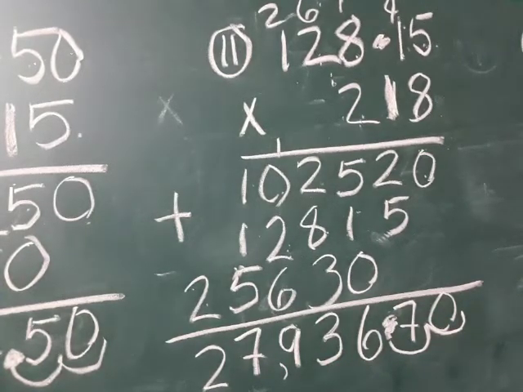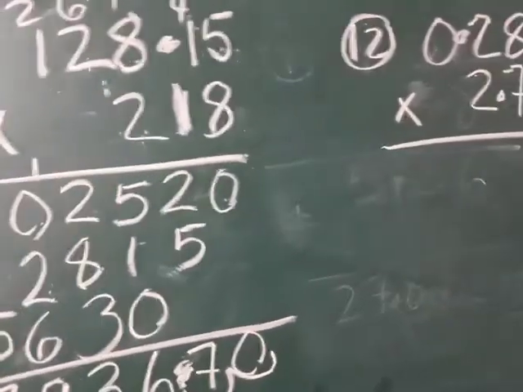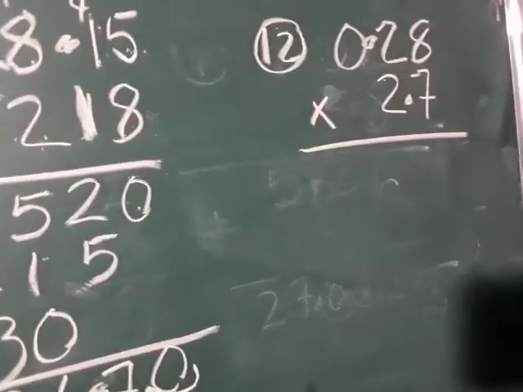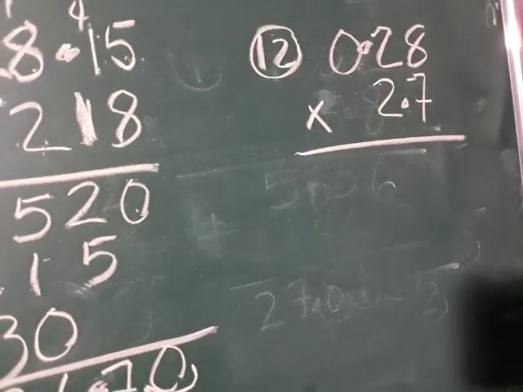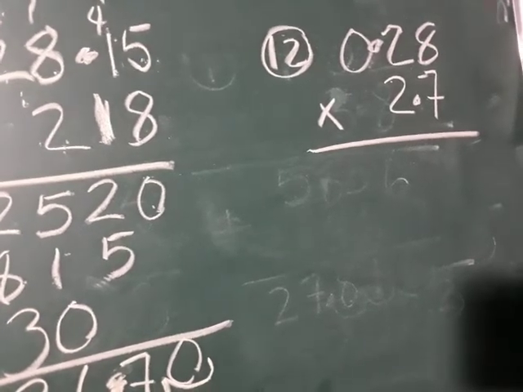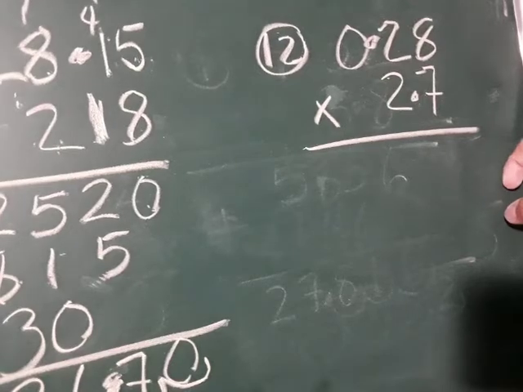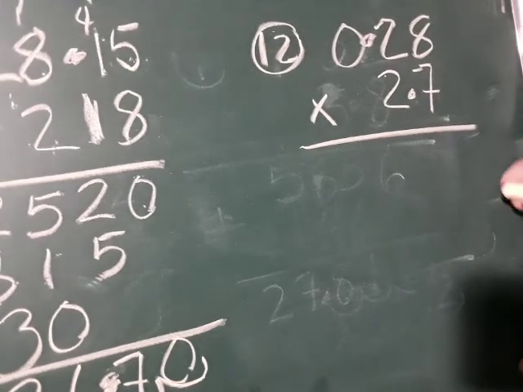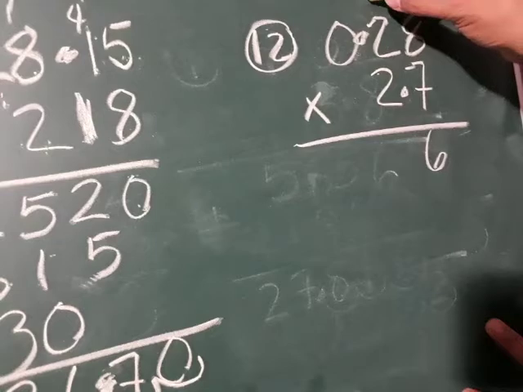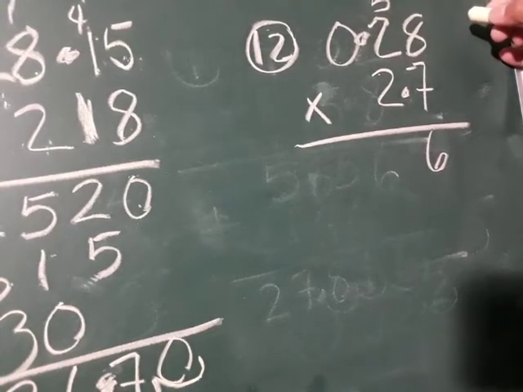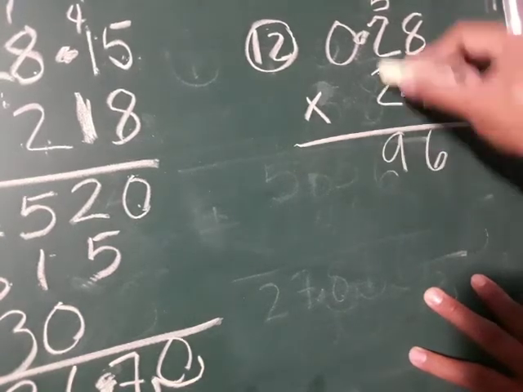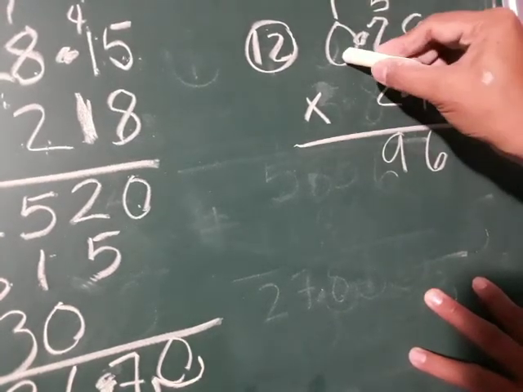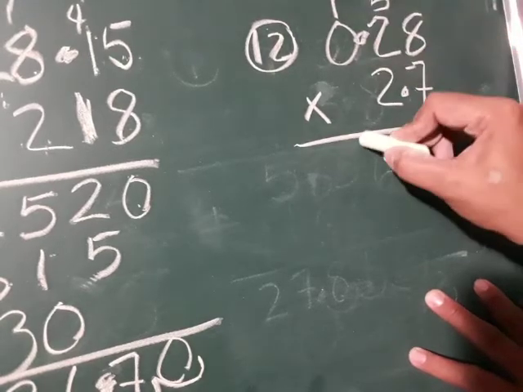Okay. Next, last example, number 12. 0.28 times 2.7. Okay. So we have 7 times 8 is equal to 56. Carry 5. Next, 7 times 2, 14, plus 5 is equal to 19. Carry 1. 7 times 0 is 0, plus 1 is equal to 1.